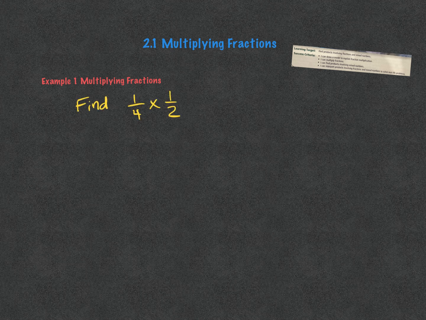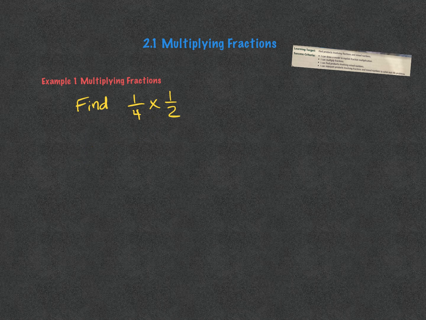So our problem is to find 1/4 times 1/2. And we're going to use a model to find this. One thing I want to point out is that when we have our multiplication sign in there, we can read it like this. The word of also means multiplication. So 1/4 of 1/2. And that's what we want to think of every time we say it.